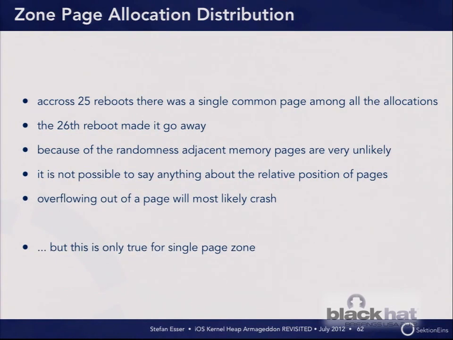However, I forgot to say on the first slide, the good thing here is this only applies to the zones that are single page zones. So this only applies to these zones where one page is added to the zone when the memory runs out. Memory that is allocated in zones where there are multiple pages is handled differently, and it usually are pointers above C00000.